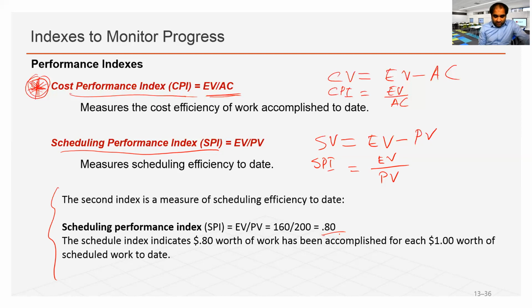SPI of 0.8. So after the end of a period, say period 6 or 7, if we divide EV by PV, we get a schedule performance index SPI of 0.8. In simple words, for each $1 of scheduled work, only $0.8 worth of work has been completed. So that's the schedule performance index. So the project is behind schedule.